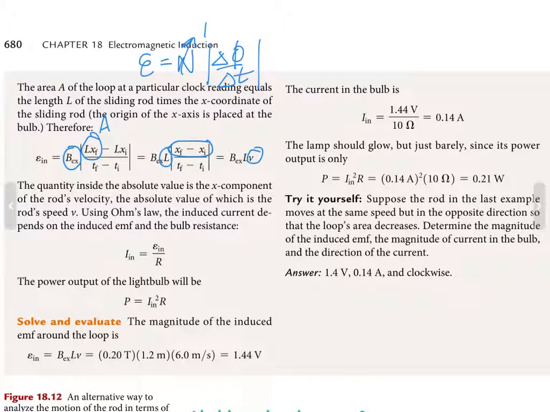If I want to know the magnitude of the current, I've already determined the direction of the current, I have to use Ohm's law. So Ohm's law takes the magnitude of the induced EMF, which is that, dividing it by the resistance in the bulb, which I think is a 10 ohm resistance. Yep, that's up here, 10 ohm resistance. And we can find the magnitude of that current is going to be 0.14 amps.